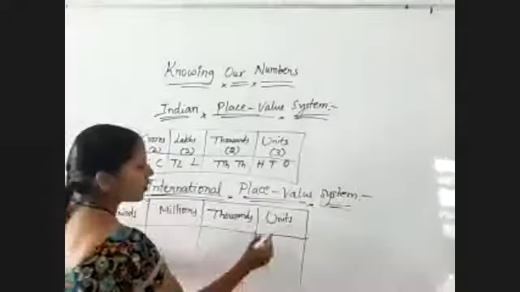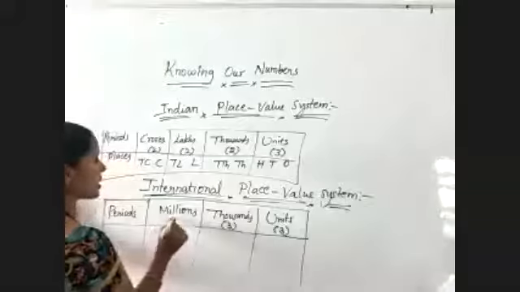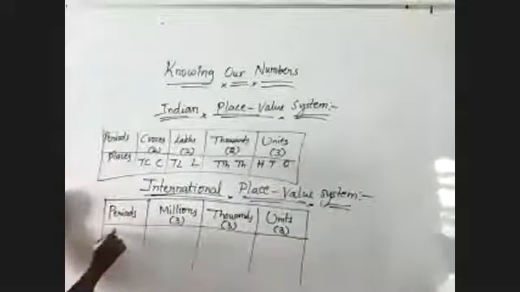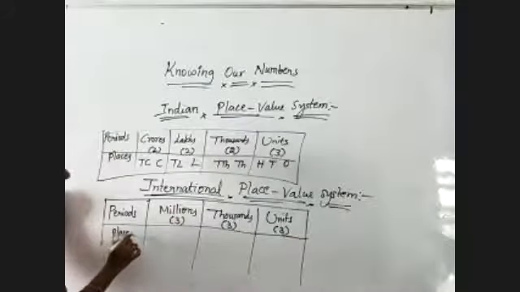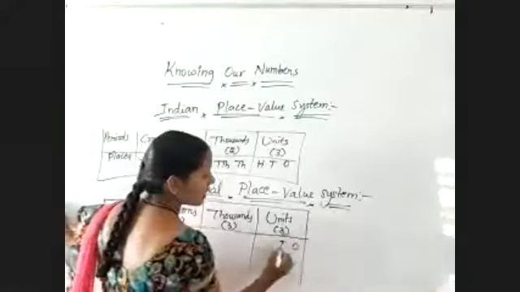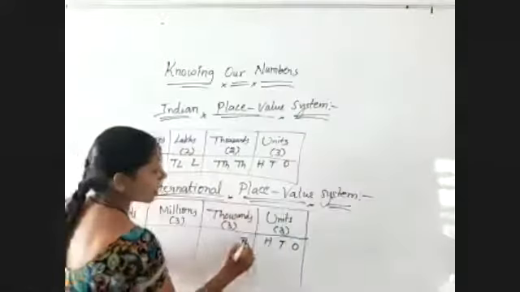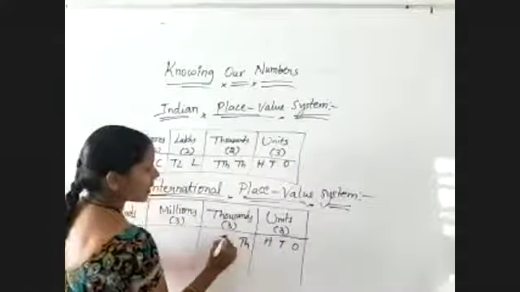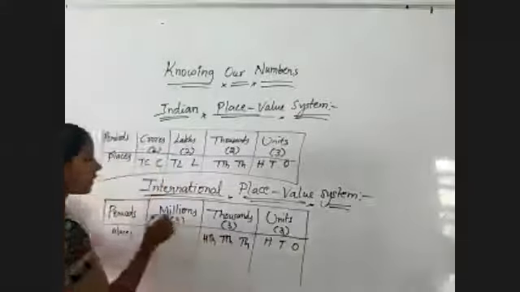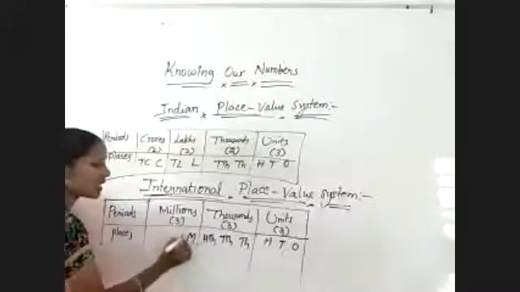Now the unit period has three digits. The thousands period also has three digits. The millions period also has three digits. So what are those places? The unit period consists of ones, tens, hundreds, and the thousands period has thousands, 10,000, 100,000. Coming to millions: millions, 10 millions, 100 millions.